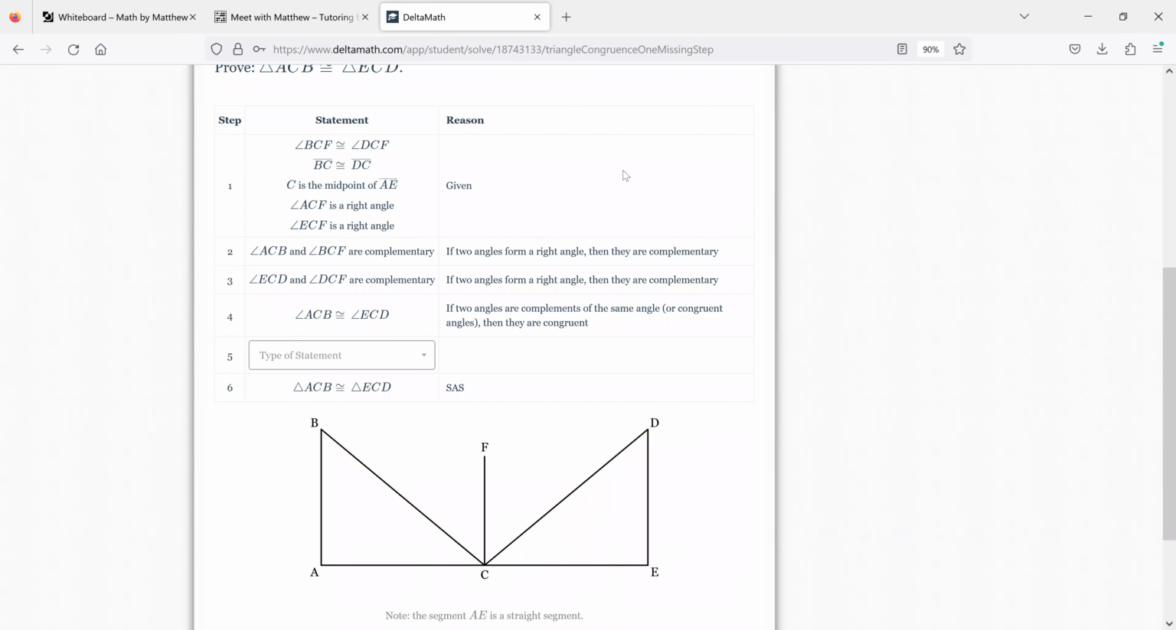All right, let's see what we got here. So it says that BCF is congruent to DCF. And then this line is congruent to this line. C is the midpoint of AE. So right in the middle here, C is the midpoint. So that means that AC is going to be congruent to CE. And that might be enough to prove the triangles are congruent.